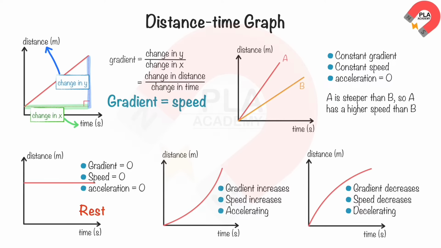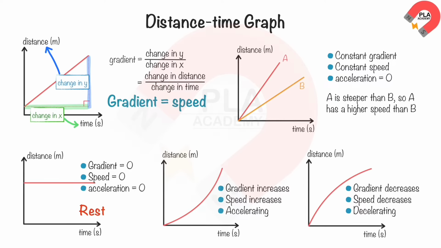Finding the speed and average speed using a distance-time graph. The distance-time graph is shown here. Between A and B, the gradient is increasing, so the speed is also increasing, and the object is accelerating. Between B and C, the gradient is constant, so the speed is also constant, and the acceleration is 0. We can find the constant speed by the gradient between B and C.